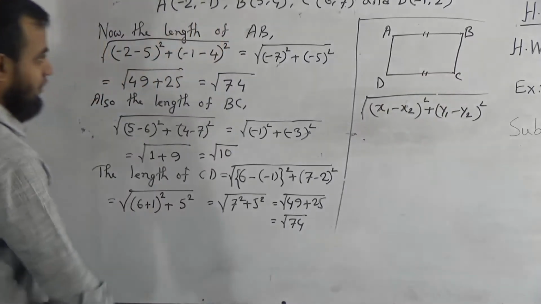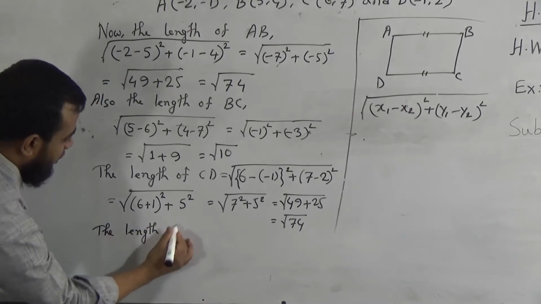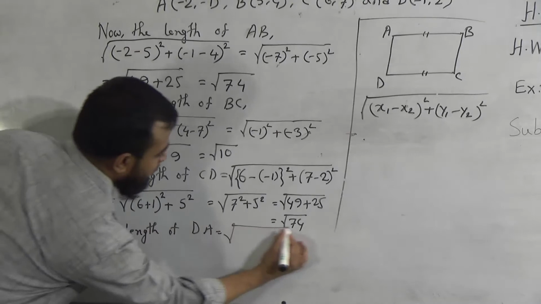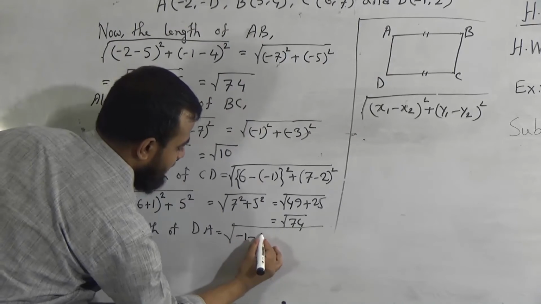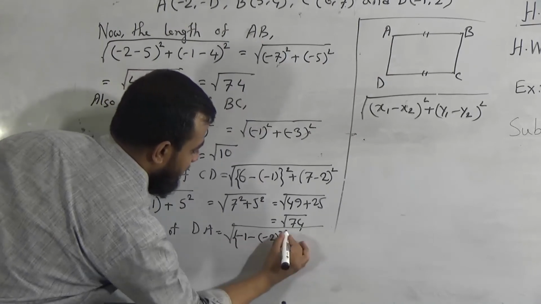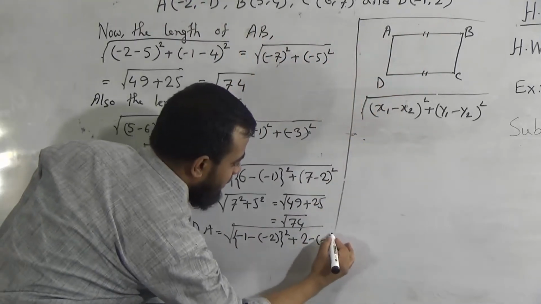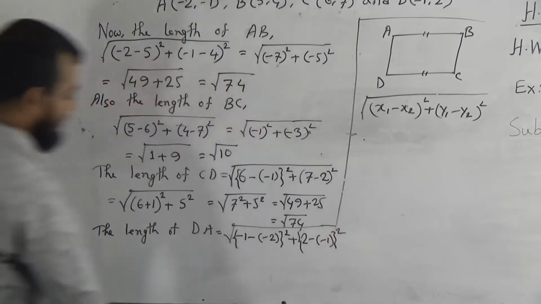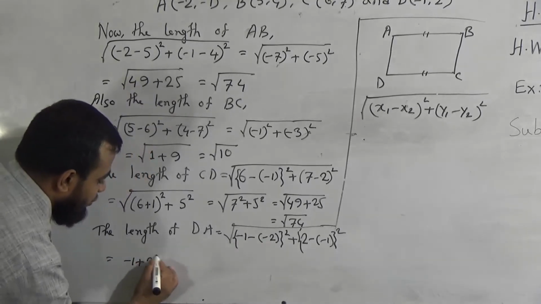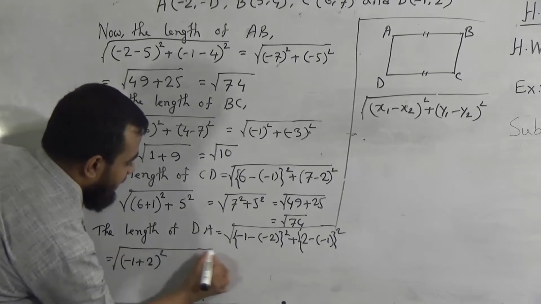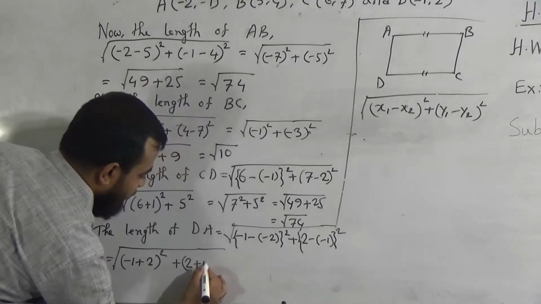Now we will find out the length of DA. The length of DA equal to how much? Square root of minus 1 minus 2, whole square, plus 2 minus 1, this also whole square. That's equal to how much? Look, it is minus 1 and minus makes plus, so minus 1 plus 2 whole square, and after that 2 and minus and minus makes plus, plus 1 square.